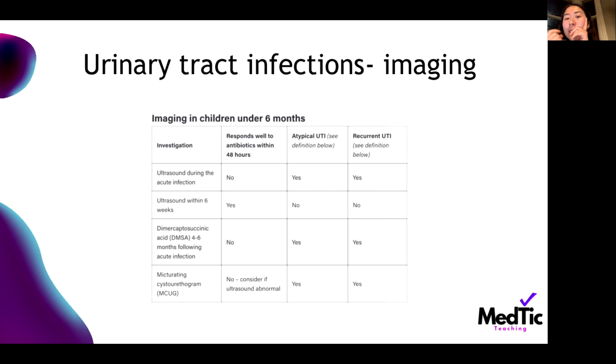depending on whether they've had a typical or atypical UTI, whether it's recurrent, and whether it responds to the antibiotics. So you can see in this case, we had a 4-month-old, and they responded well to antibiotics. It wasn't an atypical UTI and it wasn't a recurrent one. So that means you're going to get an ultrasound scan within 6 weeks. I know it's really annoying to have to remember all this stuff, but I could just see them testing on this.